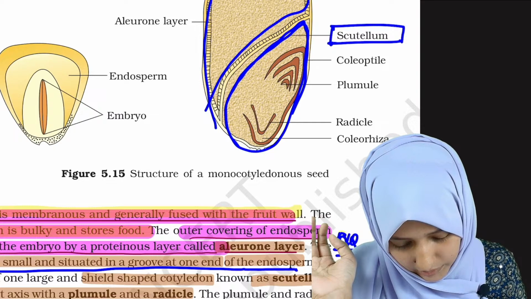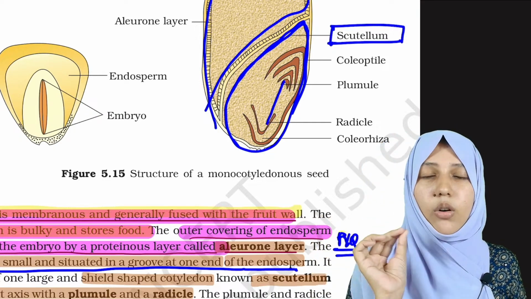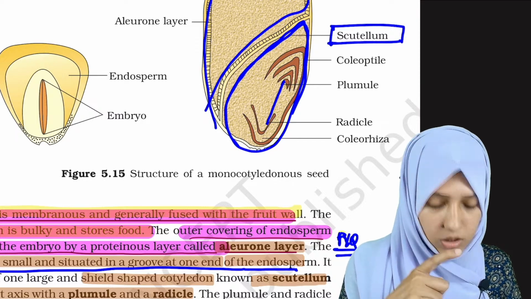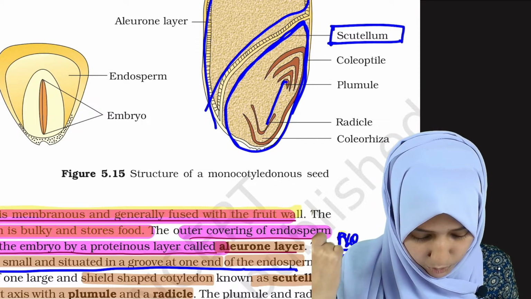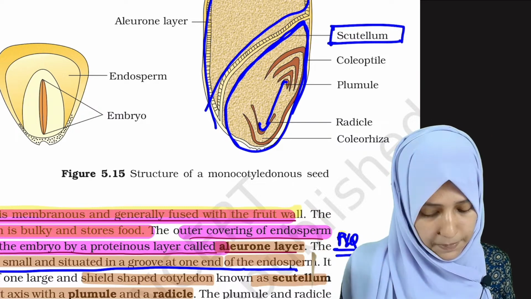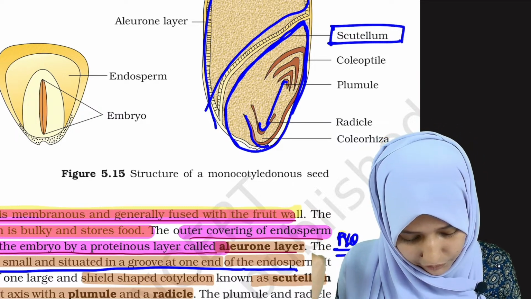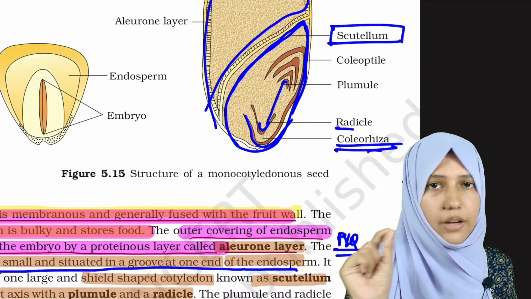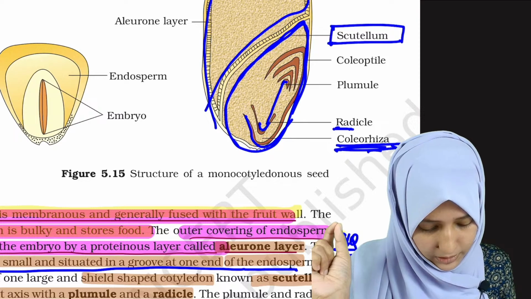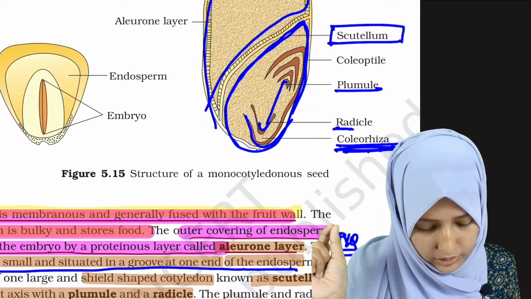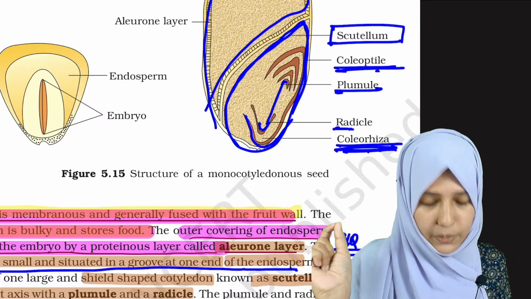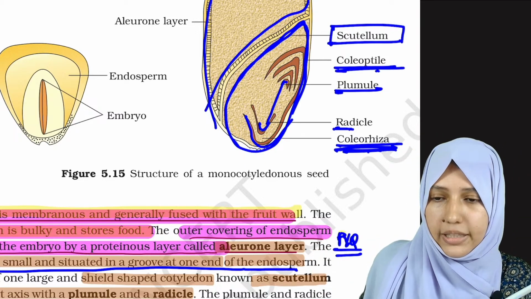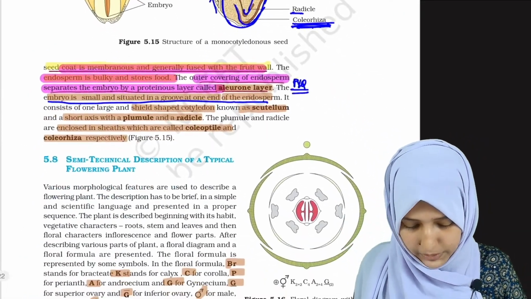As we know, there is a short embryonal axis. The monocot also has an embryonal axis, short here, with plumule and radicle on both ends. The covering of the radicle is known as coleorhiza, R for R. The radicle is covered by coleorhiza and the plumule is covered by coleoptile, P for P.